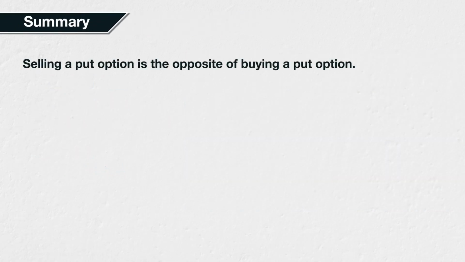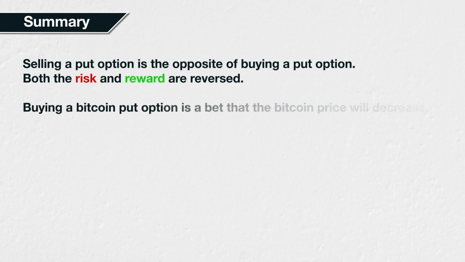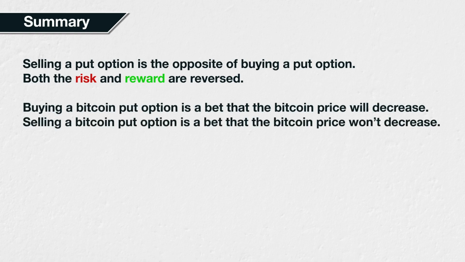In summary, selling a cryptocurrency put option is the opposite of buying a cryptocurrency put option. Both the risk and reward are reversed. Any profit for the seller is a loss for the buyer, and vice versa. Buying a Bitcoin put option is a bet that the underlying price of Bitcoin will decrease, and selling a Bitcoin put option, therefore, is a bet that the underlying price of Bitcoin will not decrease, or at least not decrease beyond the strike price.